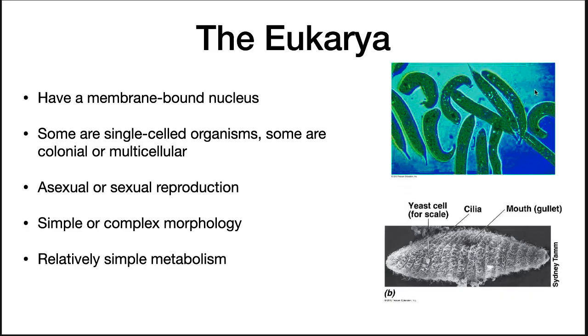Remember that eukarya have a membrane-bound nucleus. Some are single-celled organisms, some are colonial or multicellular. They reproduce by asexual or sexual reproduction. They have a simple or complex morphology depending on the species, and they have a relatively simple metabolism. Let's look at a few groups.